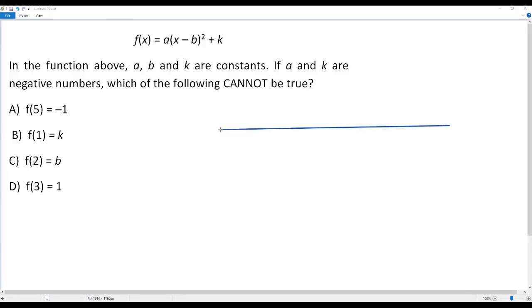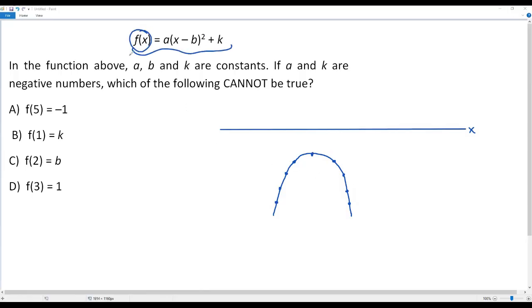Okay, now let me draw the x-axis over here. The horizontal line I have drawn over here represents the x-axis, and the parabola has to open downward because the leading coefficient a is negative. And also the parabola must be below the x-axis because the y-coordinate k over here is negative. So this is the vertex of the parabola. Since the parabola is below the x-axis, if I consider any point on the parabola, the y-coordinate will be negative. Because if I consider any point below the x-axis, in all the points the y-coordinate will be negative. And in the given function, this f of x represents the y-coordinate.